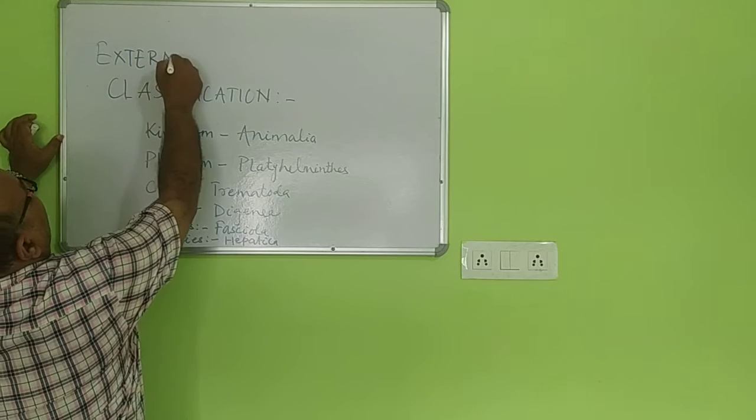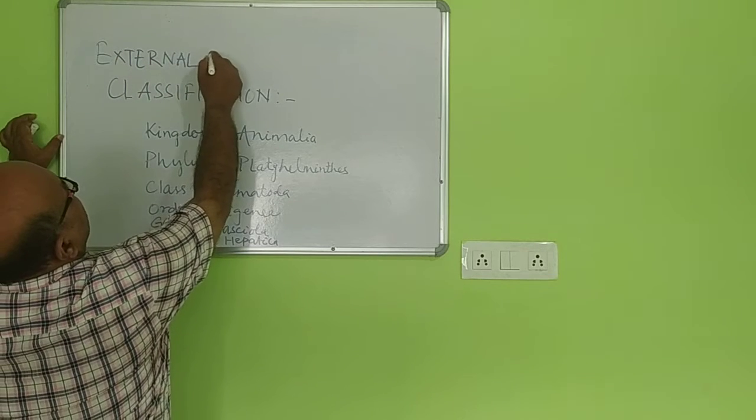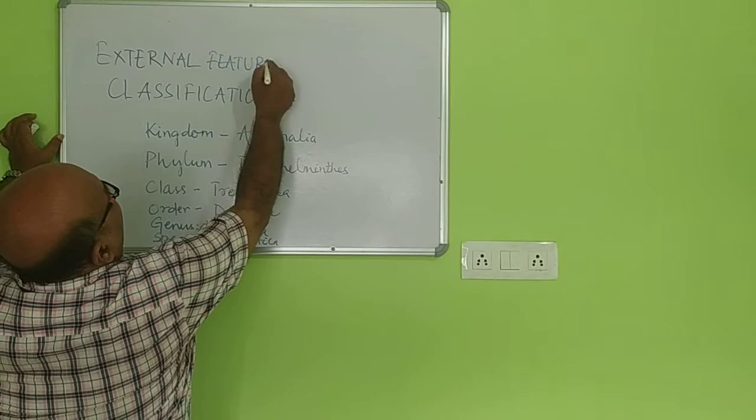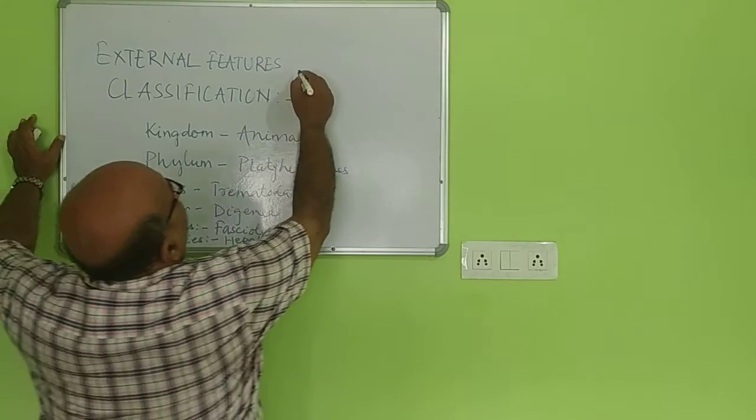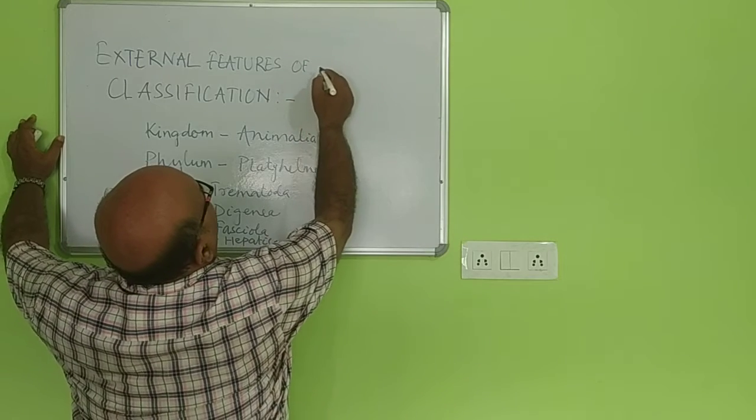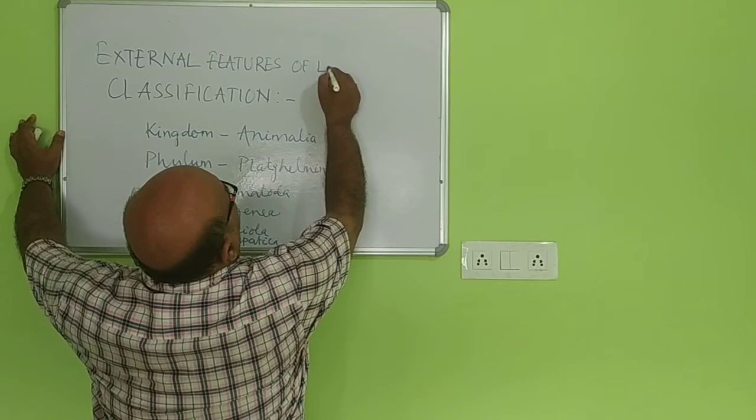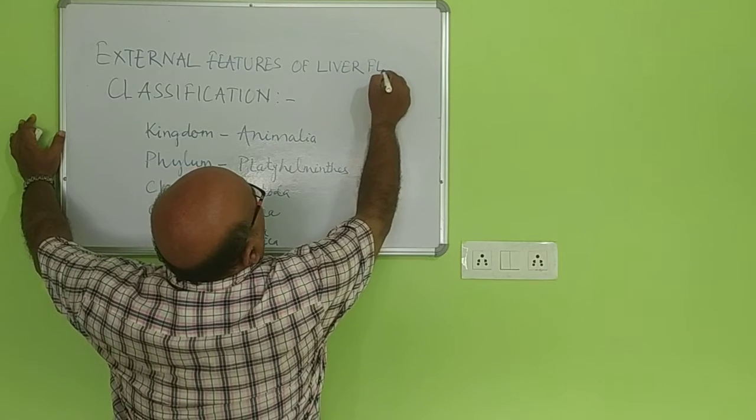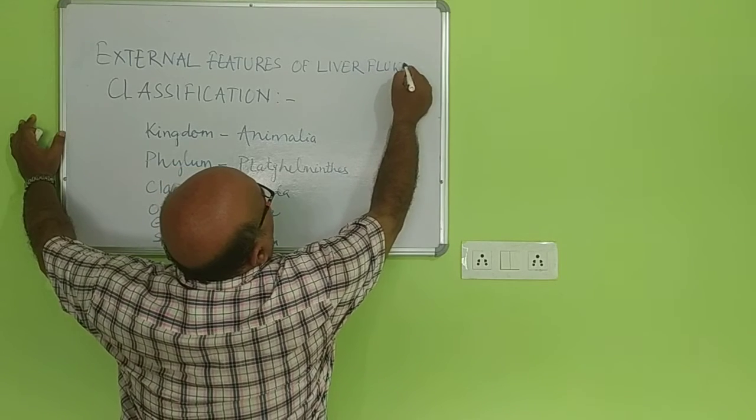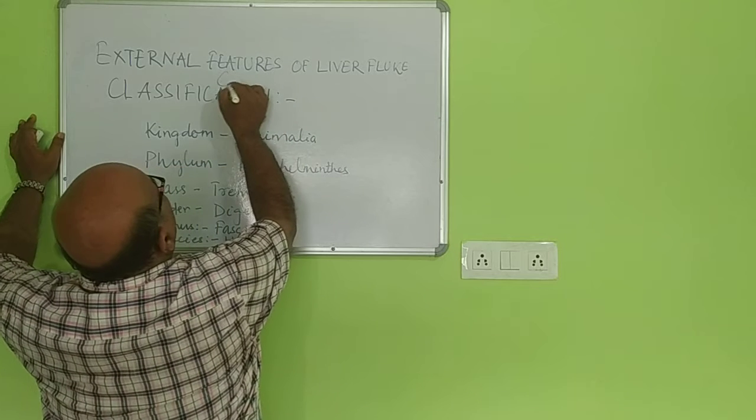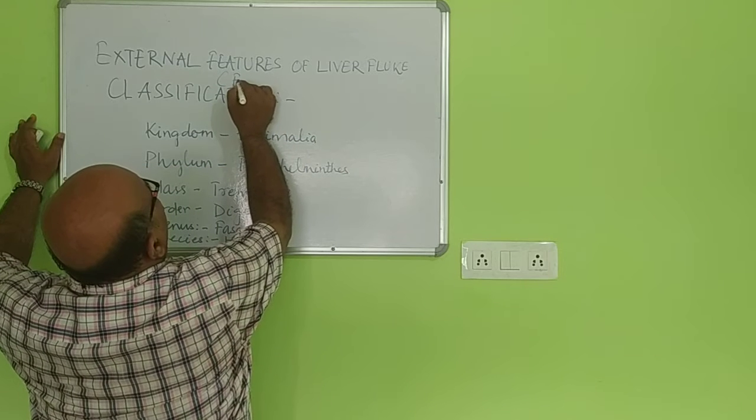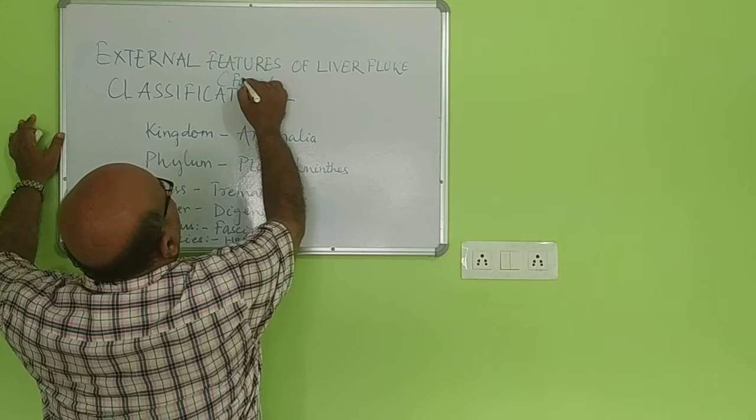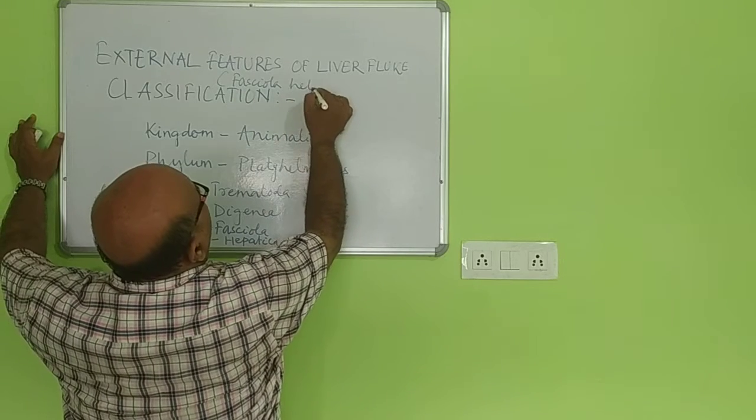External features of liver fluke, which is zoologically called Fasciola hepatica.